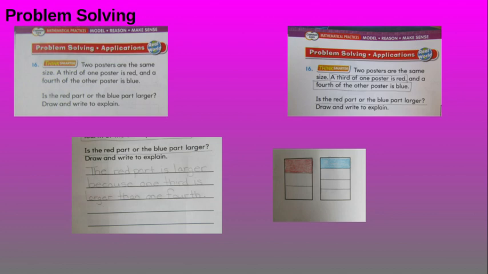Go ahead and write that sentence down. The red part is larger because 1/3 is larger than 1/4. All right, if you need more time, push pause. Otherwise, let's take a look at the last question.